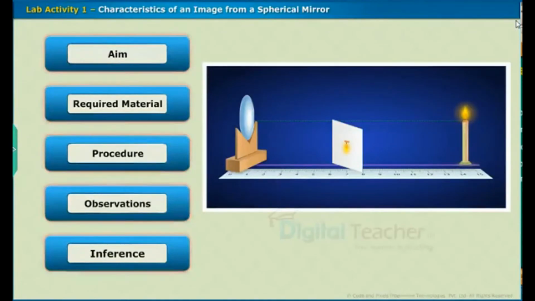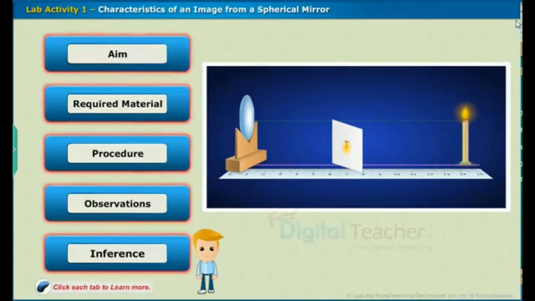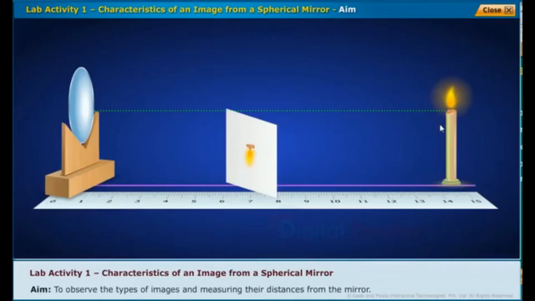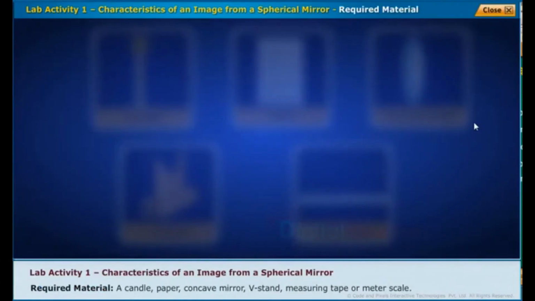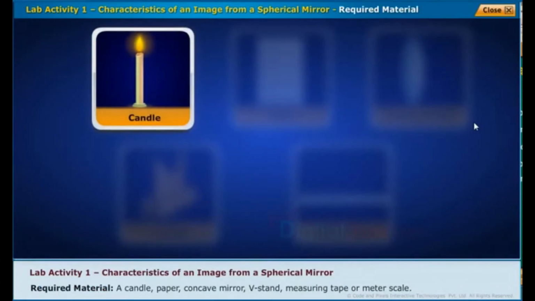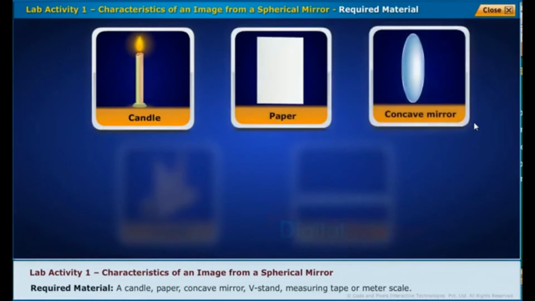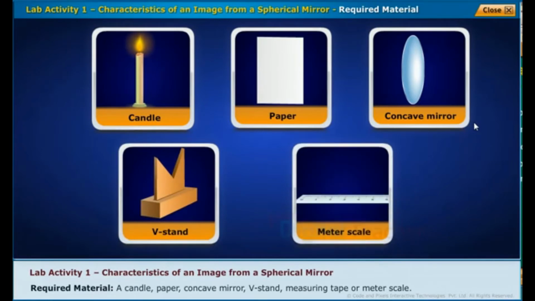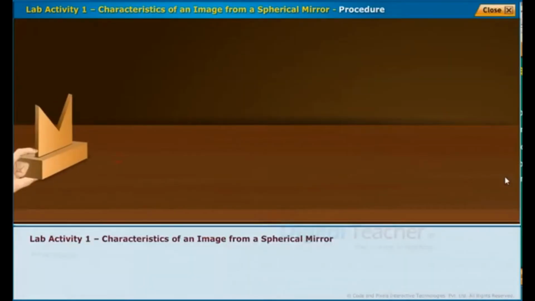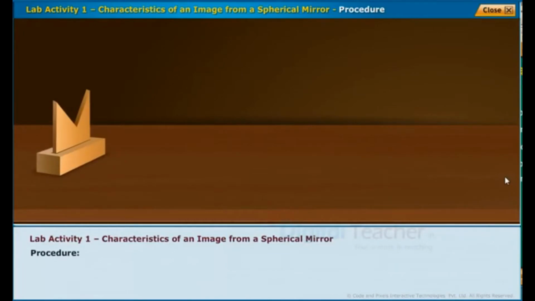Lab activity. Characteristics of an image from a spherical mirror. Click each tab to learn more. The aim of this activity is to observe the types of images and measuring their distances from the mirror. The required materials of this activity are a candle, paper, concave mirror, V-stand, measuring tape or meter scale. The procedure involves the following steps.